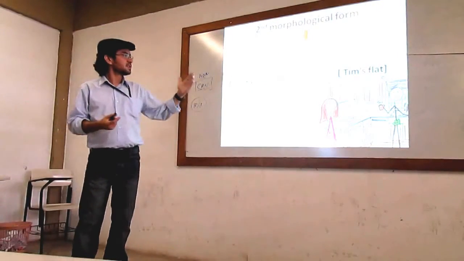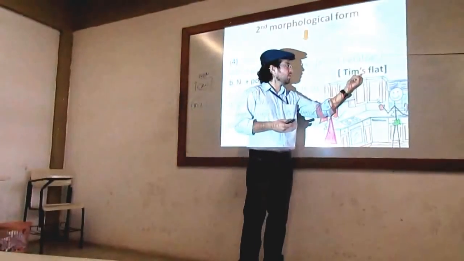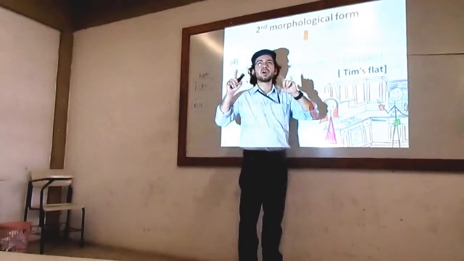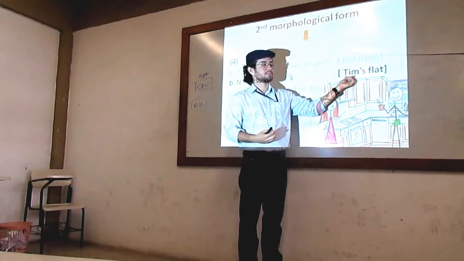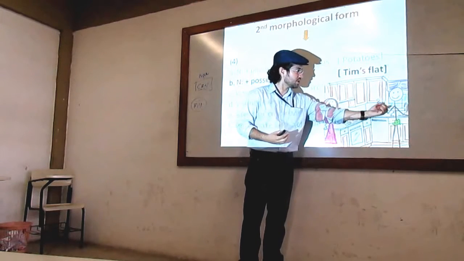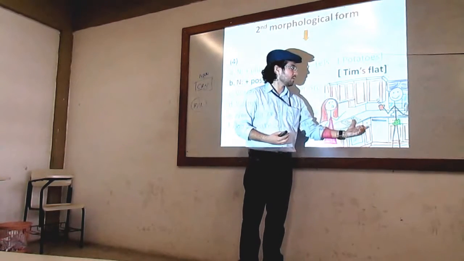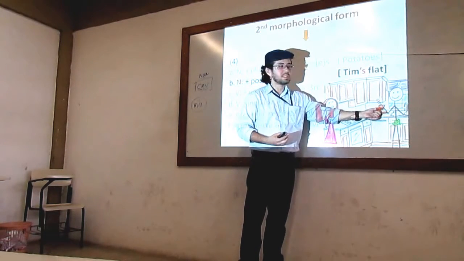Tim's flat, Tim's apartment. When you put the apostrophe s, you give the possession to the possessor. So Tim is the owner of this flat. Okay, Tim is the owner of this flat. So this flat or this apartment belongs to Tim.